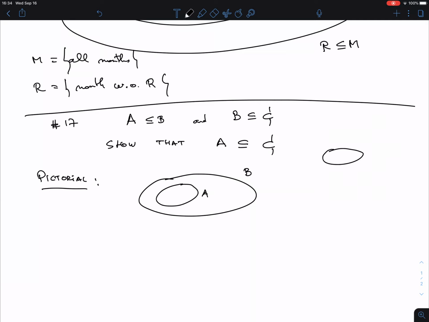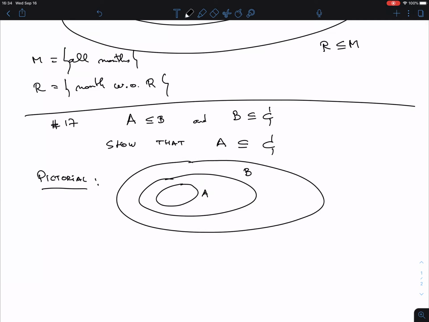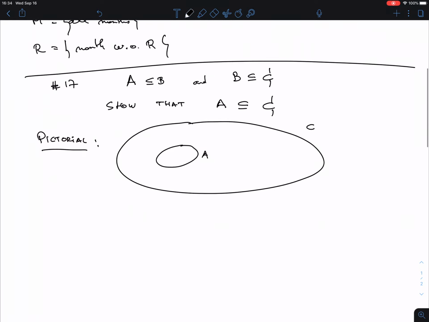So let's get rid of this. And B sits in C, so that means, again, C can be drawn around B. And now, A sits in B, yeah, you can see it, but I am going to show you even better. There, A is in C. Okay? Now, that's pictorial, and that's not considered a formal proof.